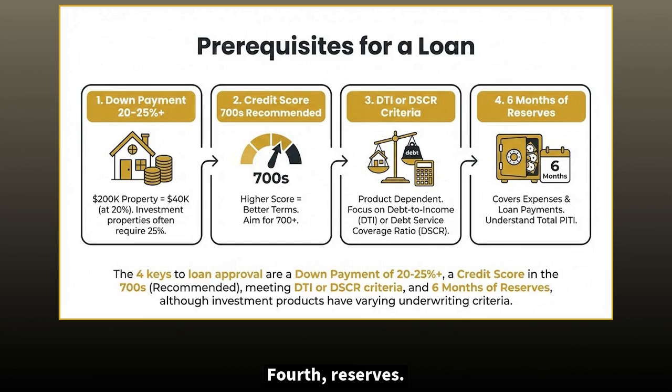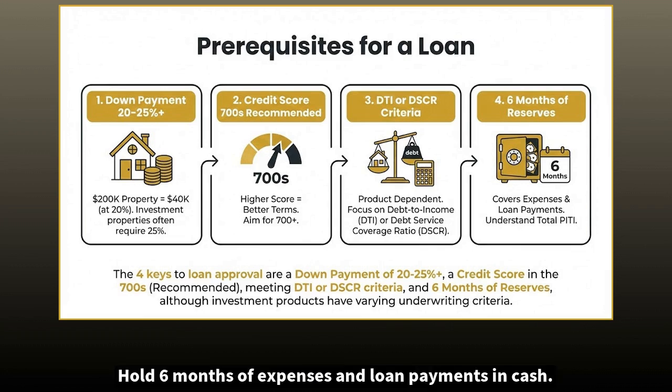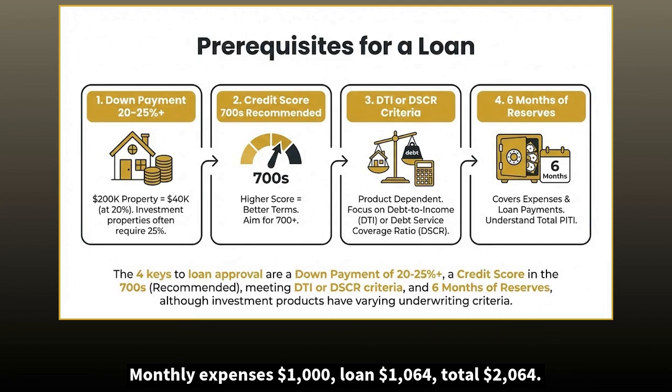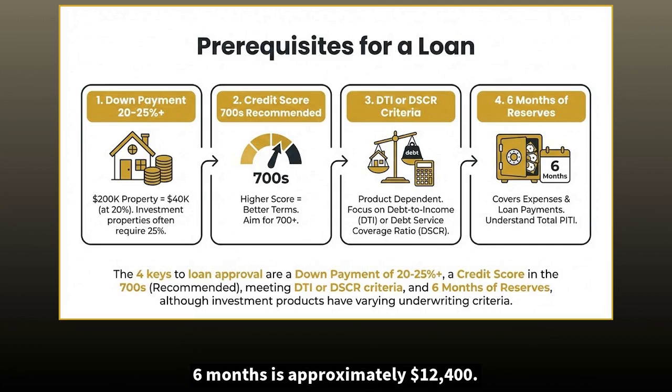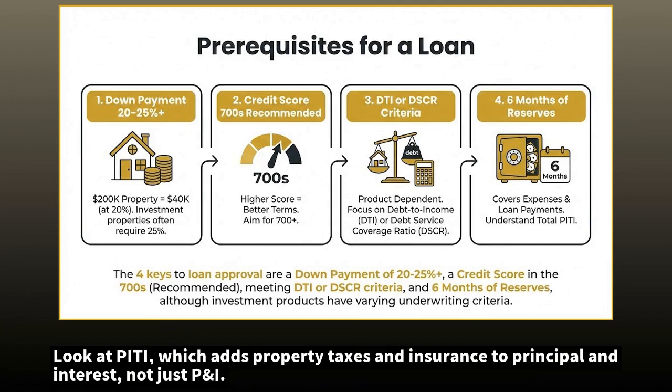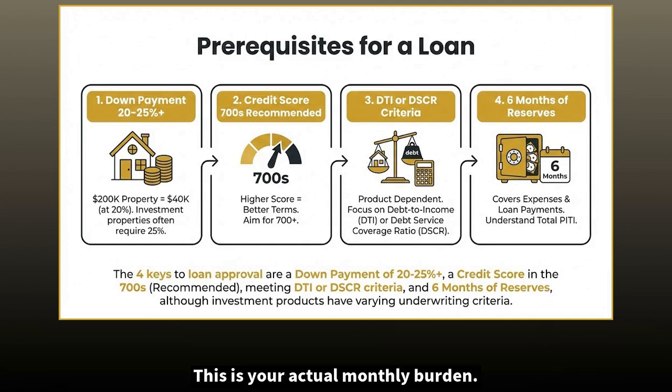Fourth, reserves. Hold 6 months of expenses and loan payments in cash. Monthly expenses $1,000, loan $1,064, total $2,064. 6 months is approximately $12,400. And understand your total monthly burden. Look at PITI, which adds property taxes and insurance to principal and interest, not just P&I. This is your actual monthly burden.